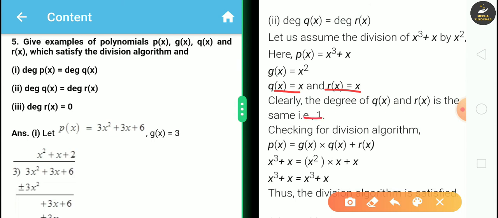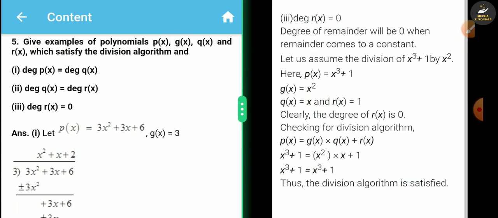So checking with the division algorithm, p of x is equal to g of x into q of x plus r of x. So x cube plus x is equal to x square into x plus x, which is x cube plus x. X square into x is x cube, plus x. So LHS and RHS are same, therefore we can say that the division algorithm is satisfied. Let's move to the third case.